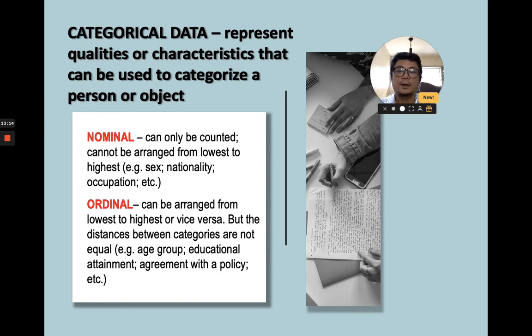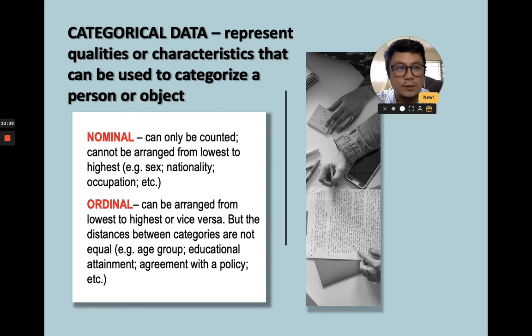So ordinal data, like nominal, can be counted. They're categories, but the distances between the categories are not equal. As I said, examples are age group, educational attainment: elementary, high school, college, postgraduate, etc.